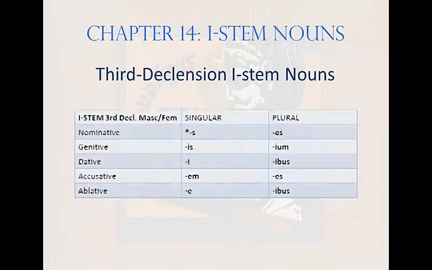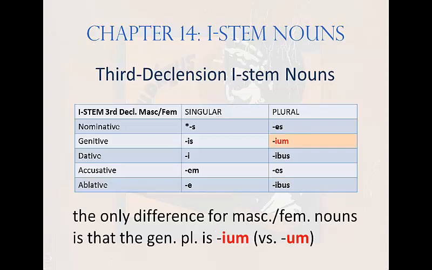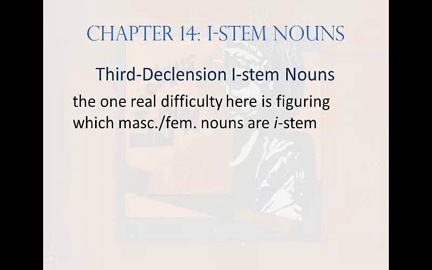So now look at the I-Stem variant of those same endings. There's one difference. In the genitive plural, the ending is ium, not um. That's the sum total difference between regular and third declension masculine and feminine I-Stem nouns. So the only sticky wicket here at all is figuring out which masculine and feminine third declension nouns are I-Stem.